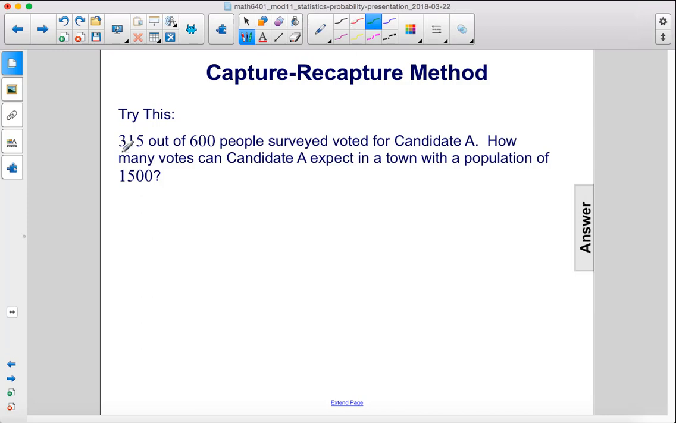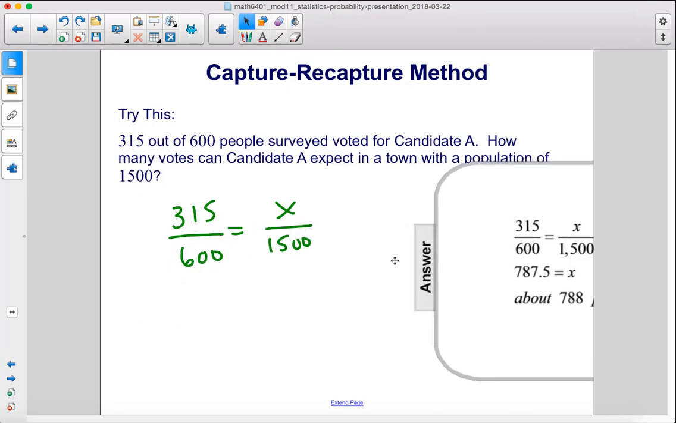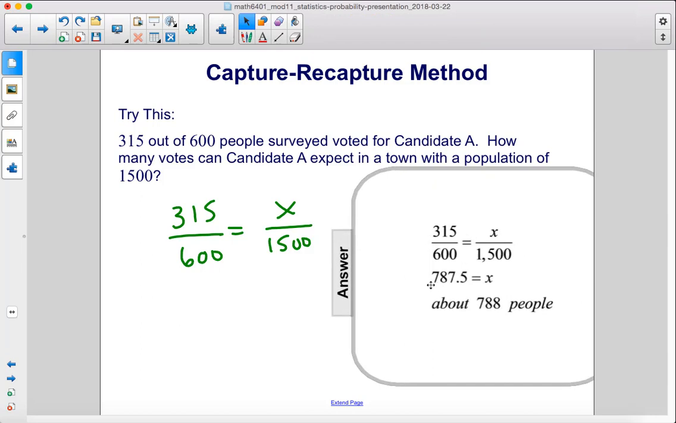All right, so the proportion here is that 315 out of 600 people voted for candidate A. So how many, like X, people would vote out of 1,500? So we can solve this proportion by multiplying 315 by 1,500 and then dividing by 600. And we can see here that would give us about 787.5, which is about 788 people.